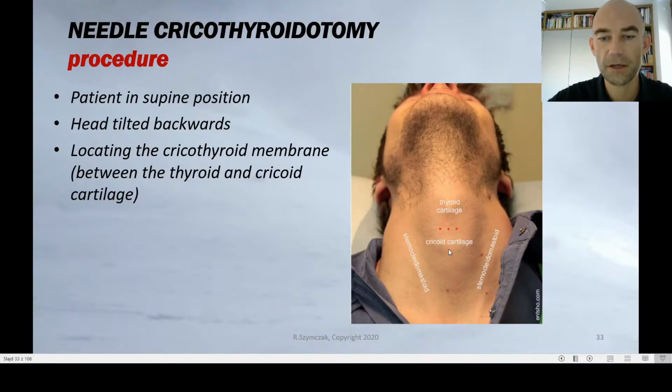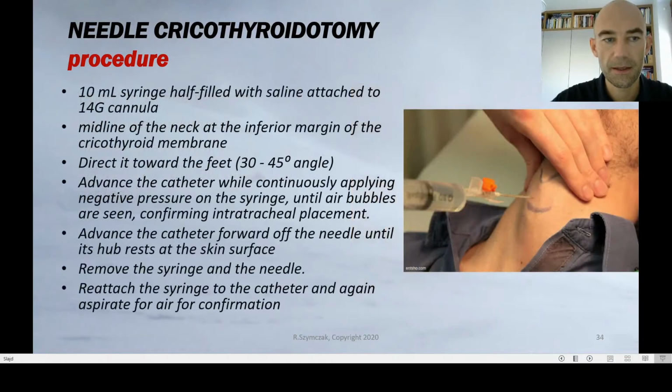First you find the cricoid cartilage, then you have a small depression, and that's the place of the cricothyroid membrane, and then you have the thyroid cartilage. So that's the place where you perform needle or surgical cricothyroidotomy. So first you have to find the place and the anatomy of the patient. It would be nice if it would help you.